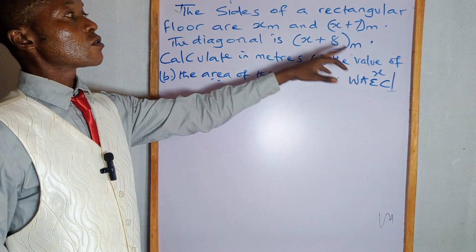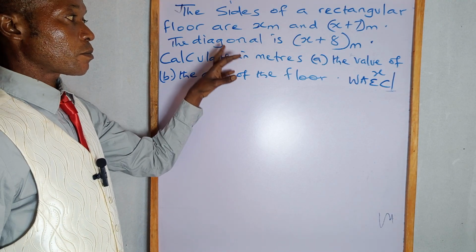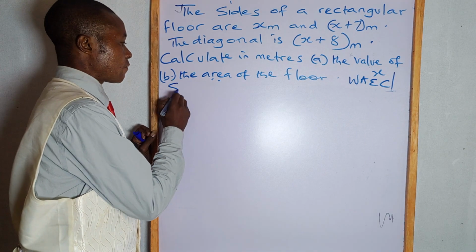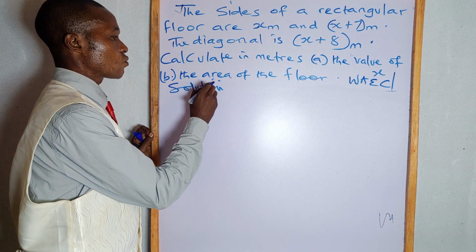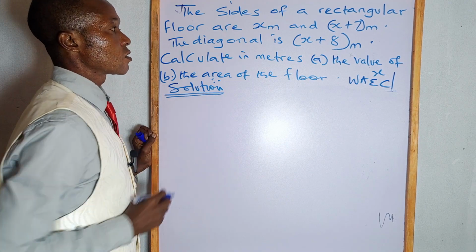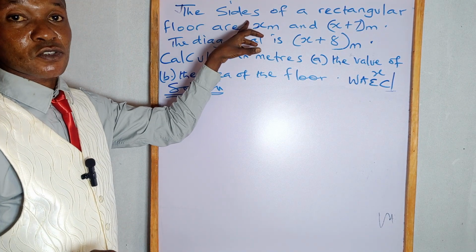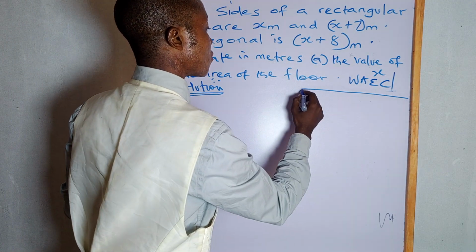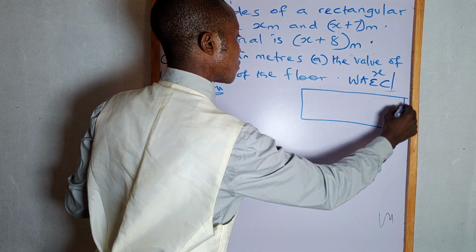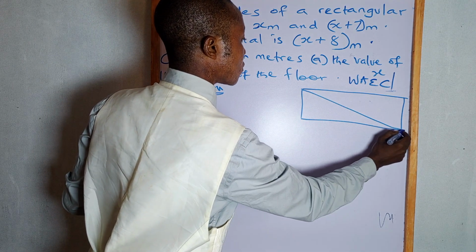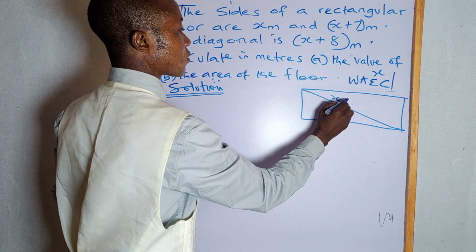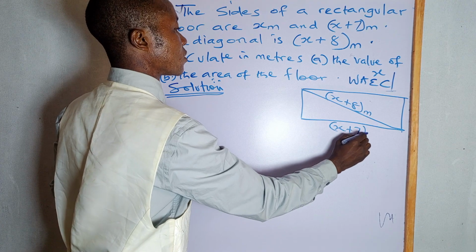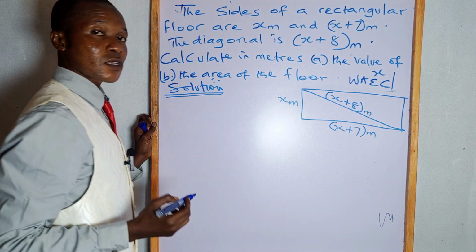The question is obtained from a past WAEC examination question paper. You just write your solution as usual, you underline it twice, and the first thing to do in attempting the question is to represent it diagrammatically. So you have your rectangular floor drawn like this, with the diagonal drawn like this, then we have the x + 8 here in meters, here we have the x + 7 in meters, and here we have the x in meters.